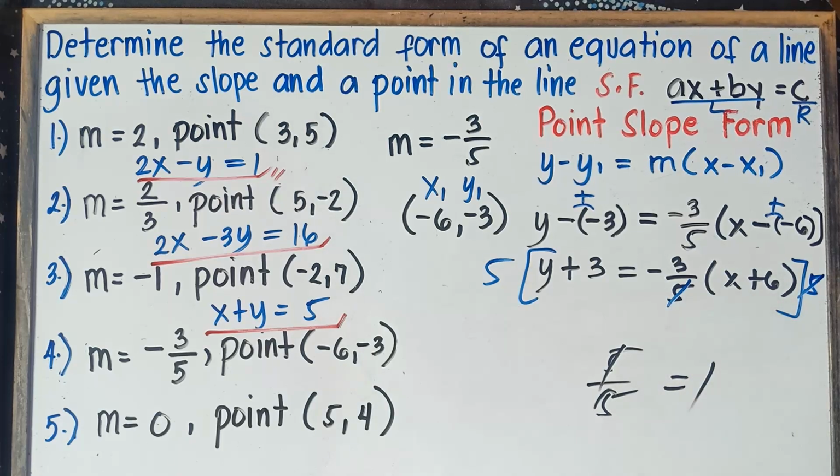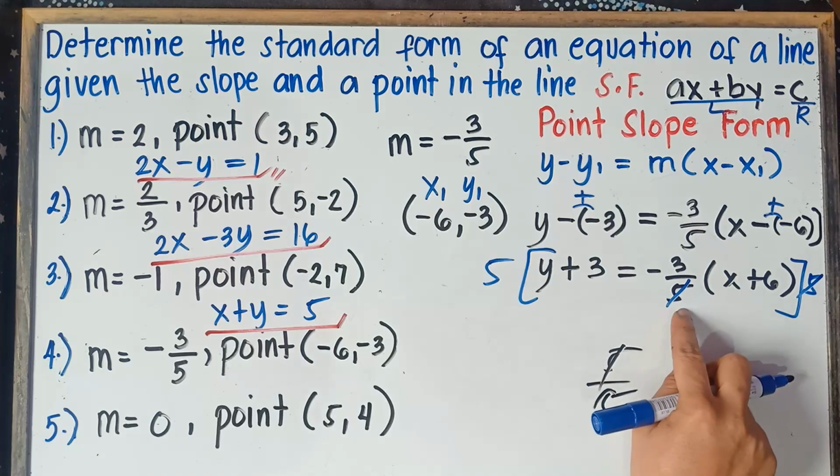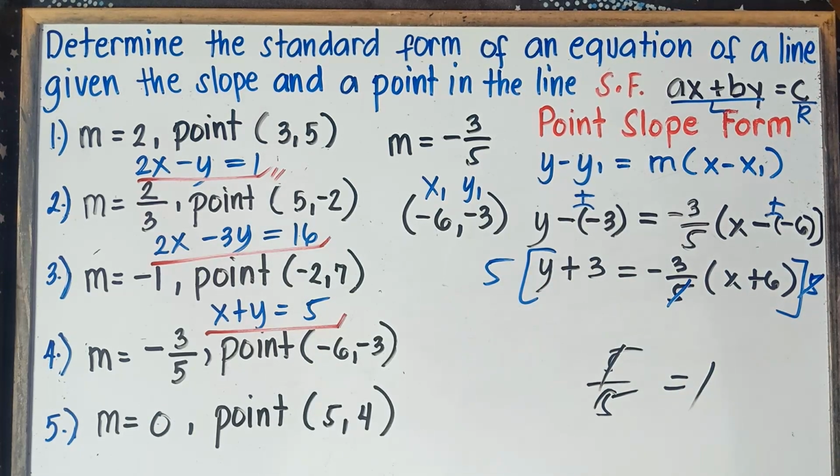Because it would be really complicated, class, if you're dealing with fractions. You need to remove, class, the denominator. Now, to remove this 5, we need to multiply both sides by 5. Once you multiply 5 on the right side, you also do that on the left side to make the equation balance. So, cancel this out.